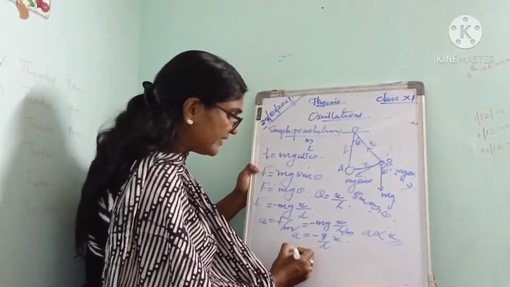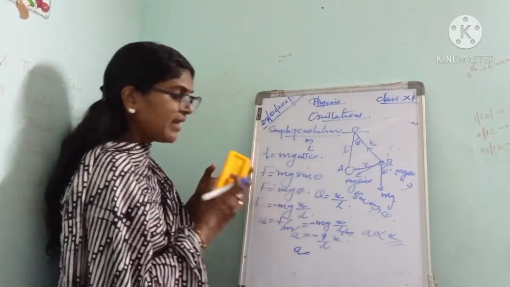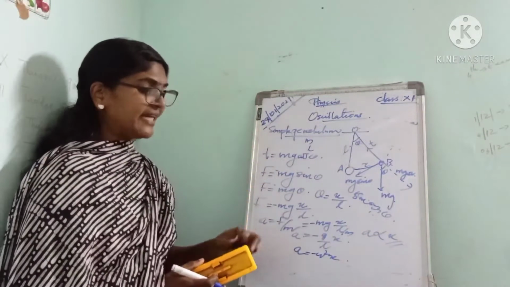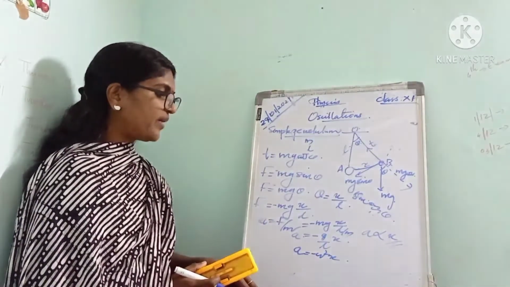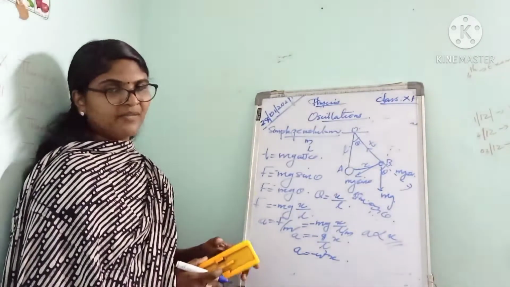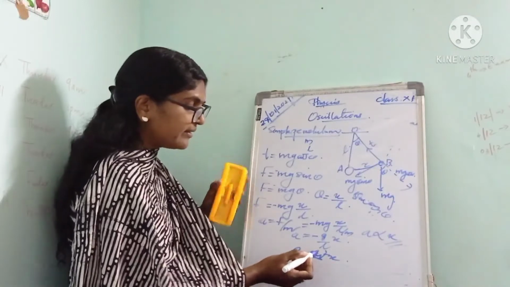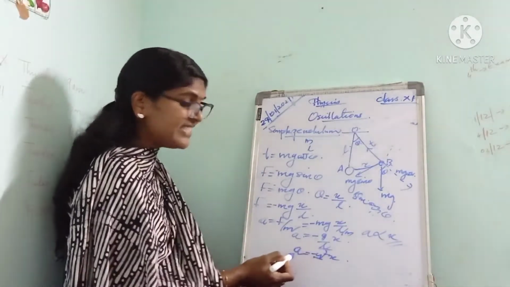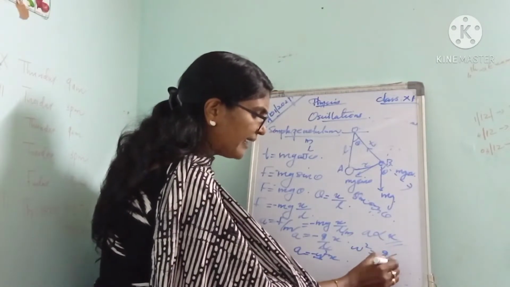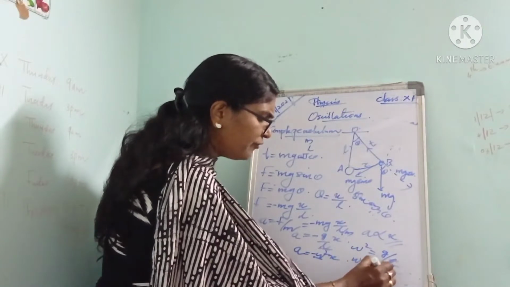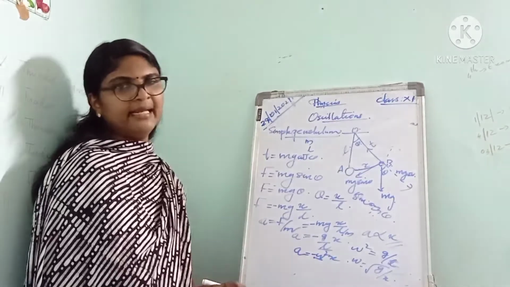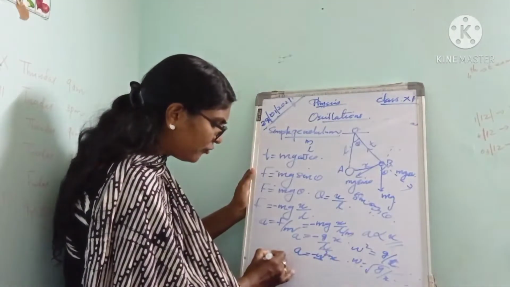We can compare this with the standard equation of simple harmonic motion. Acceleration of simple harmonic motion is minus omega square x. This is the standard form, A equal to minus omega square x, and here we have acceleration A equal to minus g by L into x. So in the place of omega square, here we have g by L. So omega square equal to g by L, then omega equal to the square root of g by L. Then what is omega? 2 pi by T.